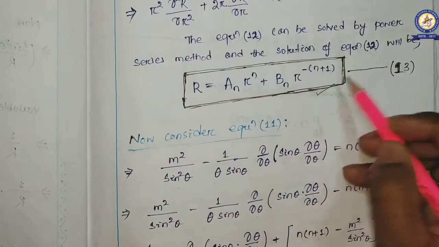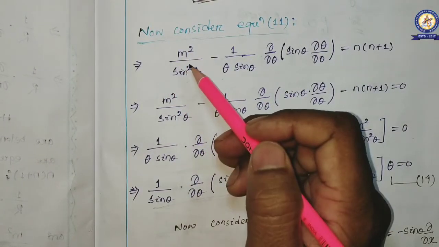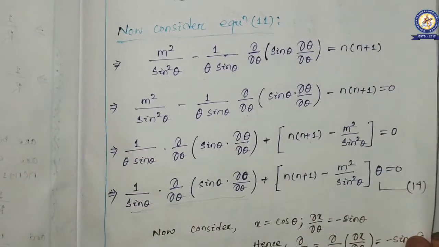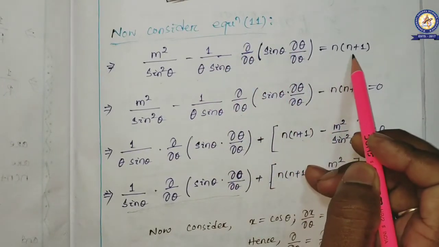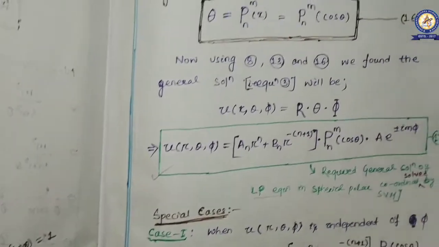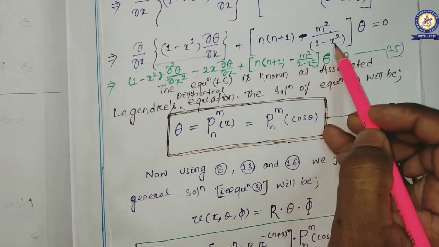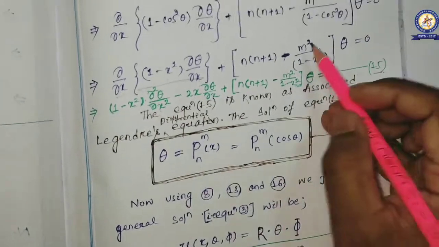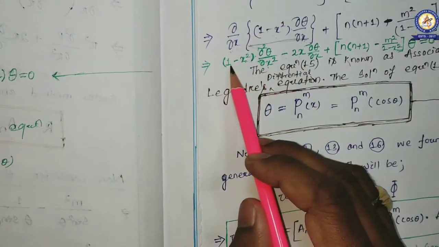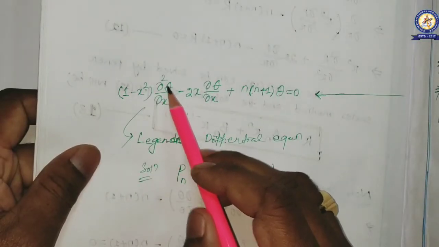So this solution we can get. But in case of the theta variable, this term will not appear because m will be 0 if u is considered independent of phi. So we can find this much equal to n into n plus 1. If we solve, then we can find this one only. You can see here we found minus m square by 1 minus x square capital theta. If u is independent of phi, obviously this m will not appear, m will be 0. So we find this one only, this will be 0. Then we find 1 minus x square del square theta by del x square minus 2x del theta by del x plus n into n plus 1 into theta.